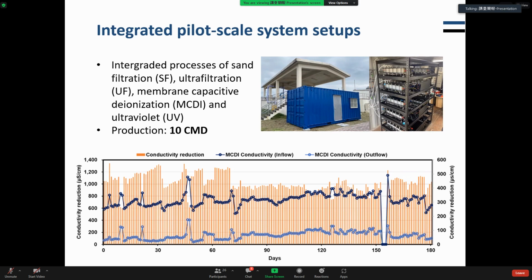So this is how it looks for the inflow and outflow in terms of the conductivity.